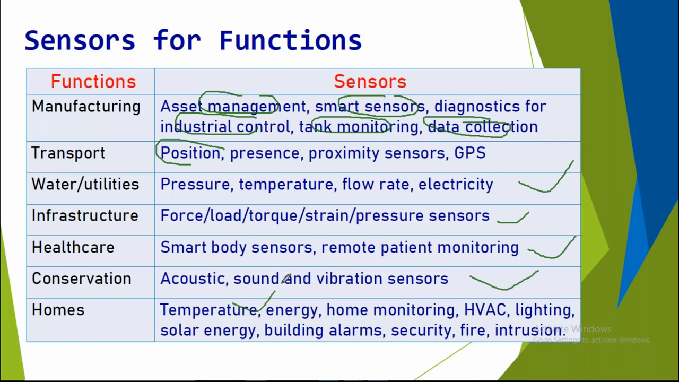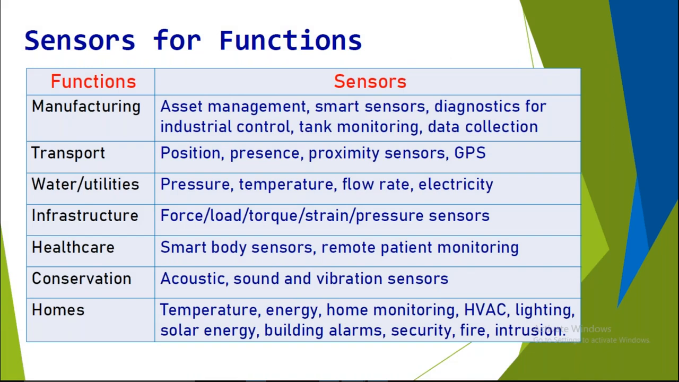Then homes: temperature sensor, energy sensor, home monitoring, HVAC, lighting controls, solar energy, building alarms, security, fire and intrusion. So these are the sensors for functions.